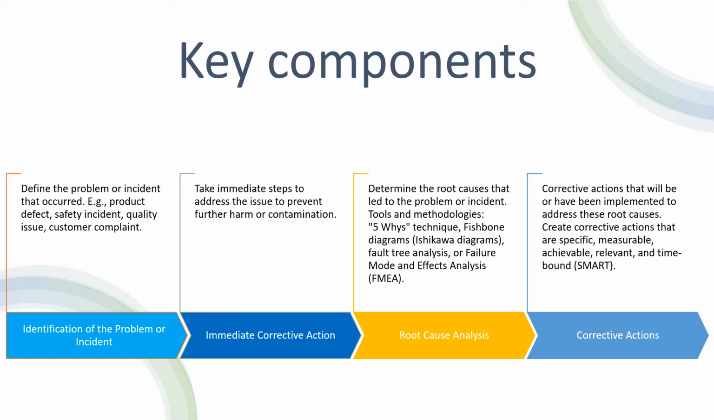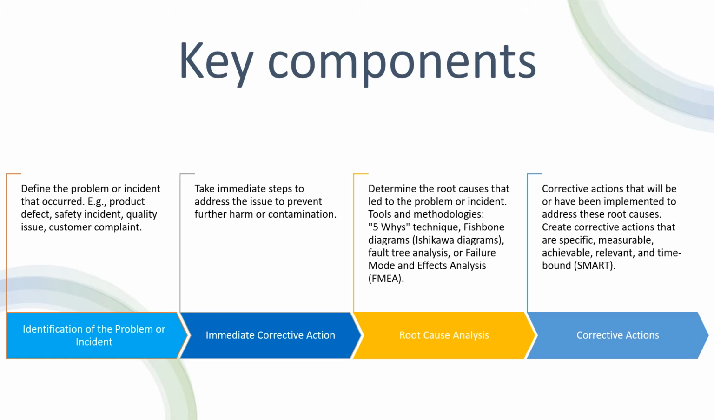The key components and purposes of an RCCA report are as follows. First, the identification of the problem or incident. The report begins by clearly defining the problem or incident that occurred. This could be anything from a product defect, safety incident, quality issue, customer complaint, or any other situation that requires investigation and resolution. Then, it is the immediate corrective action. Here, you take the immediate steps to address the issue to prevent further harm or contamination.